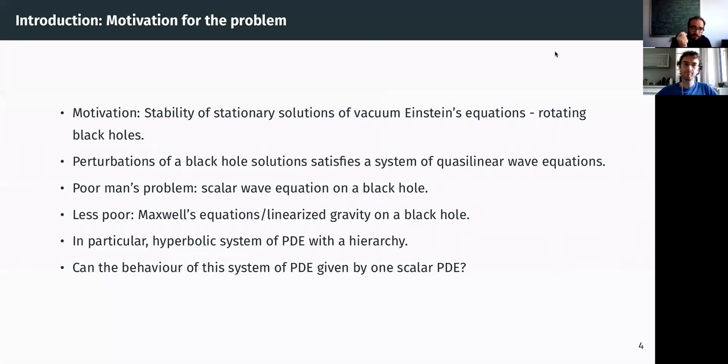And in particular, in that hierarchy, there will be one specific scalar equation, which in that system you can use to control the rest of the equations in that system. And this was the motivation of that work that I'm talking about now.